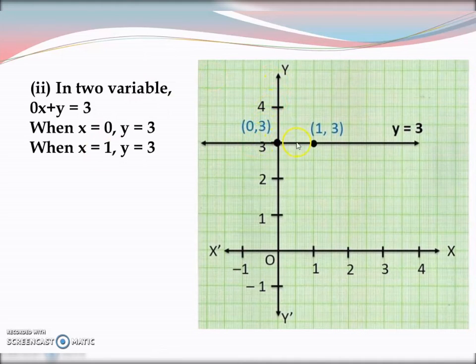So what will happen is you will get a line like this. This is 0, 3. This is 1, 3. Now if you put x equal to 3 also or 2 also, you will get again y 3. So for all values of x, this y is coming as 3. So this line will be going parallel to the x-axis. At the point 3, if you draw a straight line parallel to the x-axis, that will be the equation y is equal to 3.